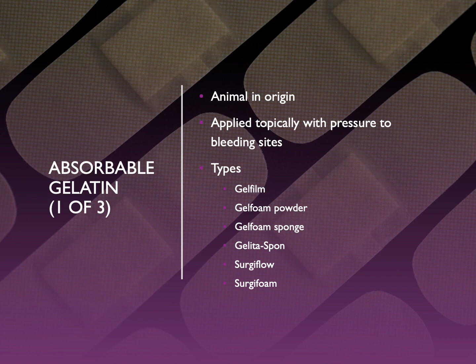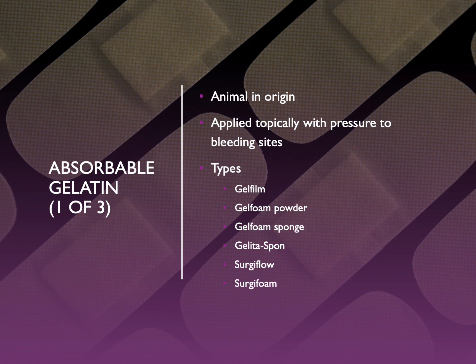First on our list is absorbable gelatin. Absorbable gelatin is made from porcine skin. Remember, porcine means pig. So it's made from pig skin. These topical coagulants are typically applied with pressure to bleeding sites, and because of this, they're considered more of a mechanical hemostatic agent instead of a chemical one.